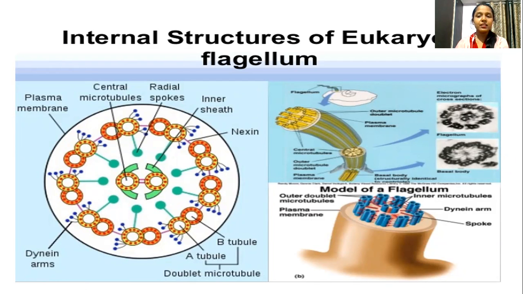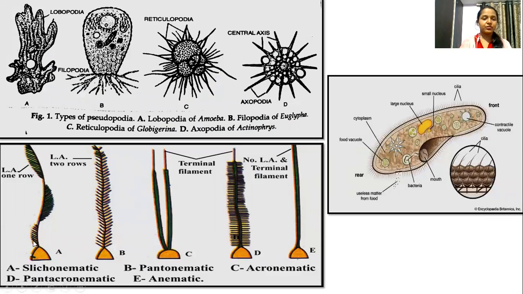So the flagellas are usually thread-like structures. Flagellas will be provided with the mastigonemes. These hairy-like structures are mastigonemes. Along with that, they are provided the filament. Based on the presence of the mastigonemes, we can categorize the flagellas into various types.